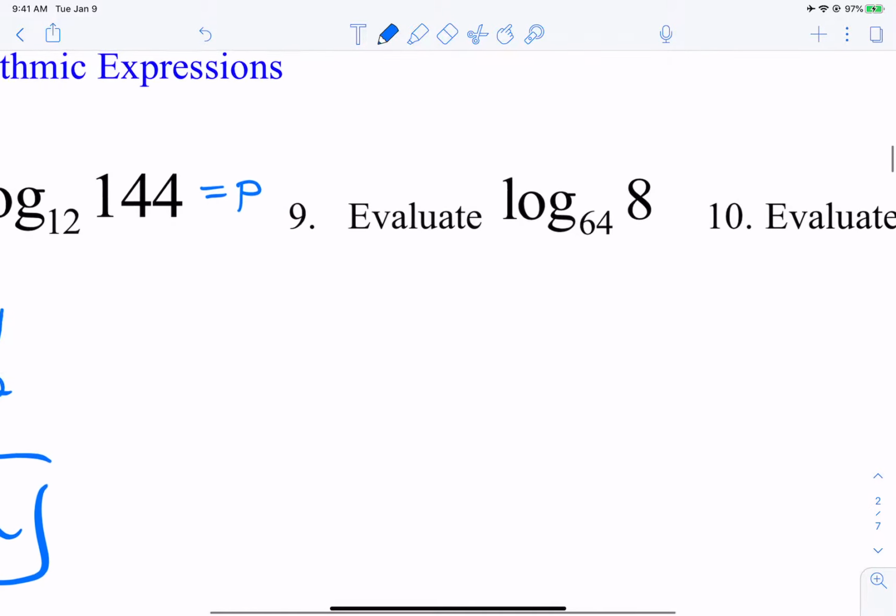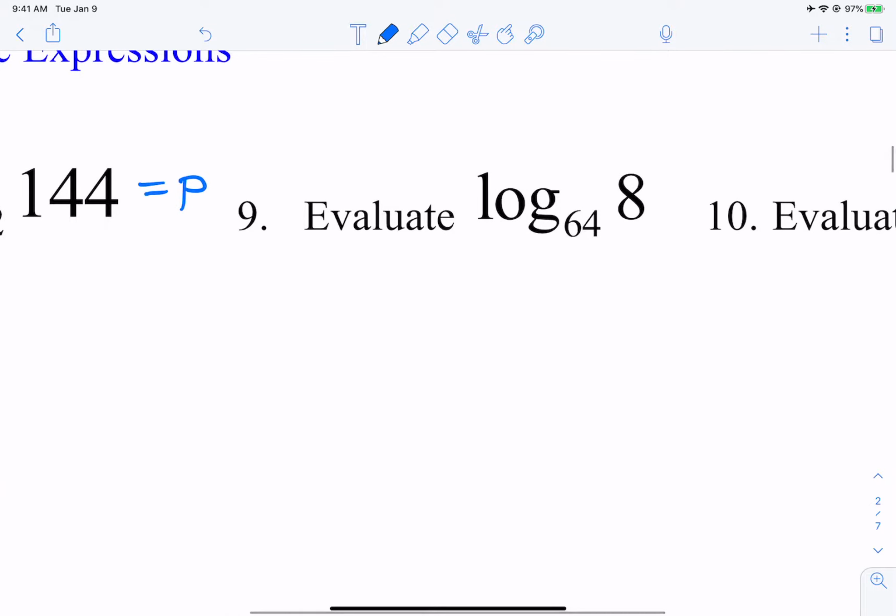Let's look at 9. So we're asking ourselves, what power would we put on a 64 to get an 8? Now, the only way we're going to put a power on a larger number and make it smaller is one of two ways. Either we have to flip something and use negative exponents, or we have to use fractional exponents. So I'm going to show you two different ways.